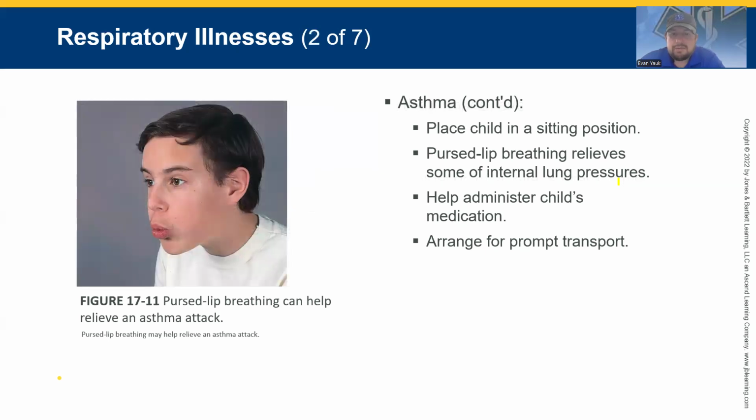So, with asthma, place the child in a sitting position. Pursed lip breathing relieves some internal lung pressure, and that's what that kid right there is doing. Help administer the child's medication and arrange for prompt transport. What that does is it changes the internal pressure inside the lungs when they do that pursed breathing.